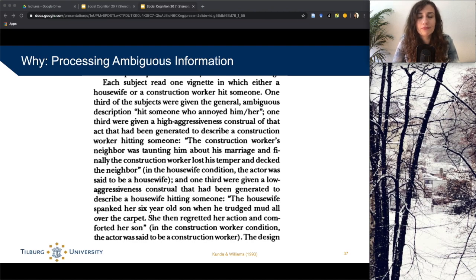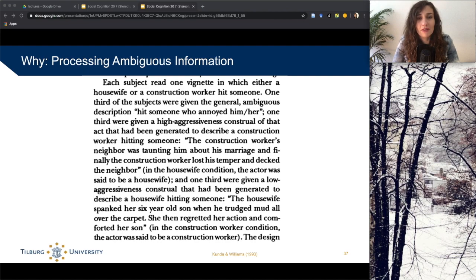The construction worker's neighbor was taunting him about his marriage, and finally the construction worker lost his temper and decked the neighbor. And in the housewife condition, the actor was said to be a housewife. So that would have been the housewife's neighbor was taunting her about her marriage, and finally the housewife lost her temper and decked the neighbor.